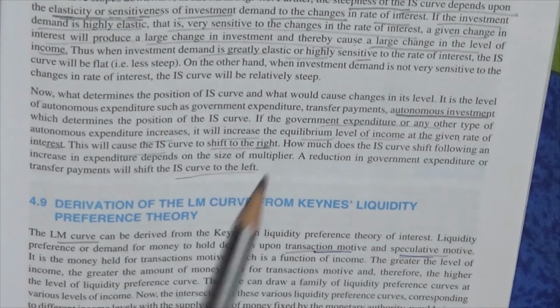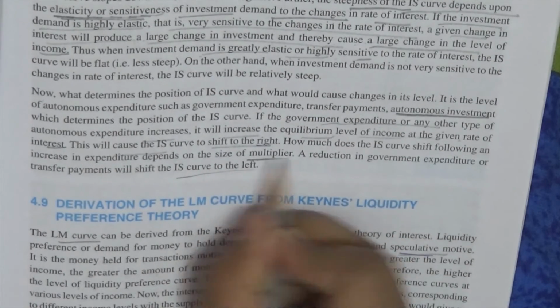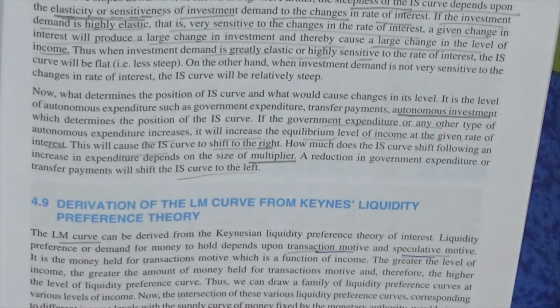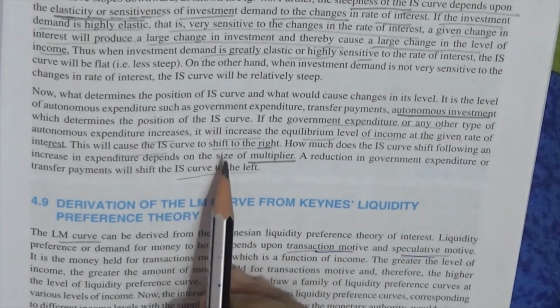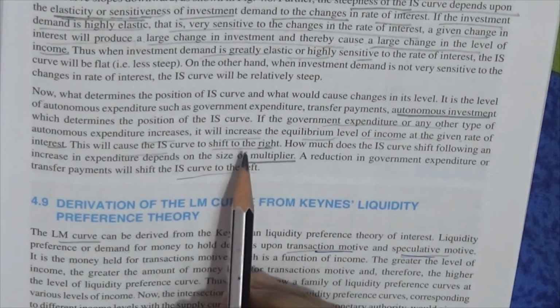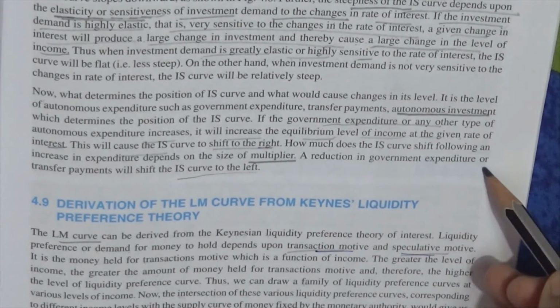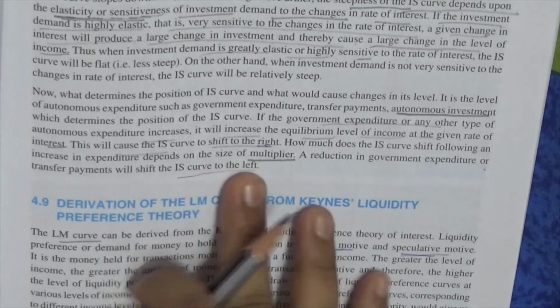That is what has been said, because it is acting as a multiplier, giving income to a lot of people, and therefore it helps in moving the curve towards the right. And with a reduction in government expenditure, the IS curve will move towards the left.